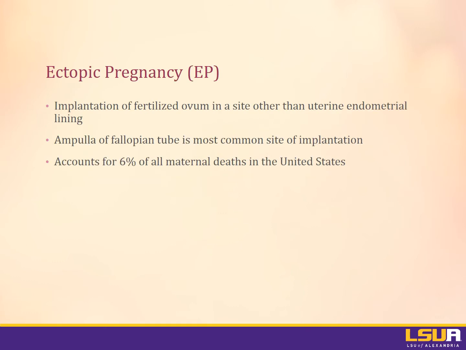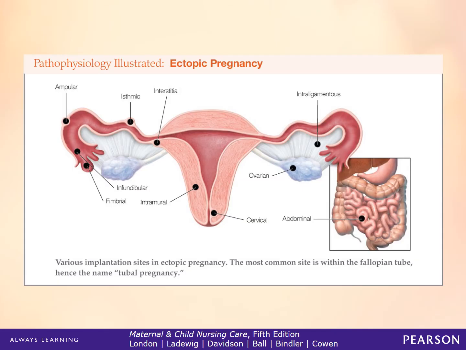For an ectopic pregnancy, the fertilized ovum is in a site other than the endometrial lining. We often say it may be in the fallopian tubes or somewhere thereabouts. The most common is in the ampulla of the fallopian tube, and this is about 6% of all maternal deaths in the United States. You wouldn't understand that that would happen, but sometimes if the fetus implants in the tube, the tube ruptures, mother starts bleeding and hemorrhaging, and this could be how we might lose mom.